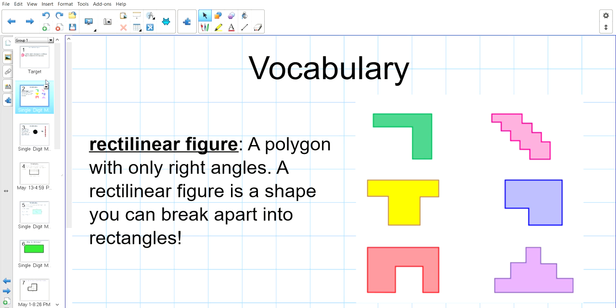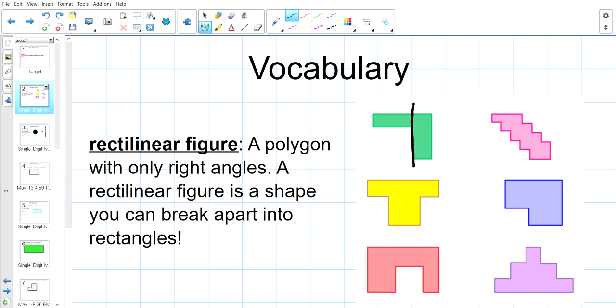Take a look at the 6 shapes you can see on this slide. All 6 of these shapes are rectilinear figures because they have only right angles. All 6 of these shapes can be broken apart into rectangles. Take a look at the green shape. There are several ways we could decompose this shape into rectangles. Let me show you one way we could break that shape apart. One way we could break this shape apart would be by splitting it vertically, with a smaller rectangle on the left and a larger rectangle on the right.